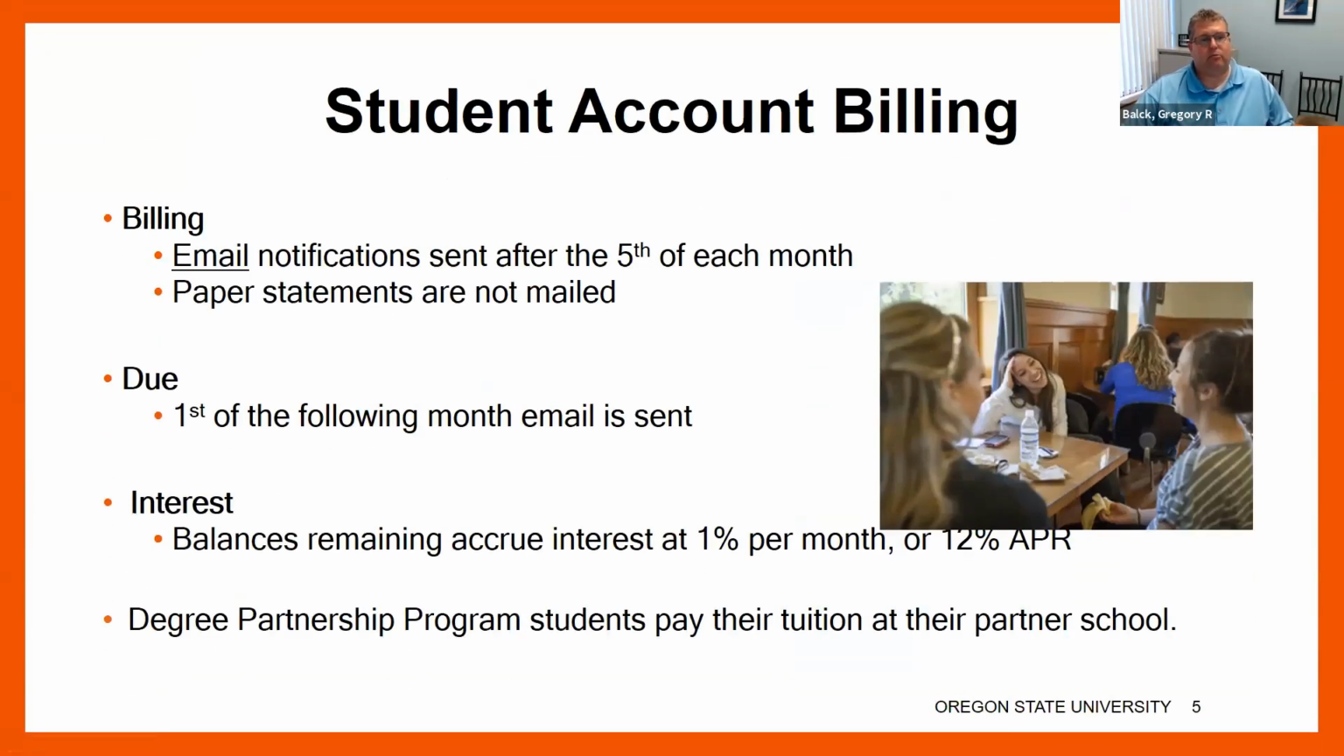The student account billing process is as follows. We will send a bill electronically to the student's own email after the 5th of each month. We will not mail paper statements at all. The bill is due by the 1st of the month following the month the email has been sent. If the balance isn't paid in full by the 1st of the following month, it is subject to an interest charge of up to 1% of the balance or 12% APR. Keep in mind, if you're part of the degree partnership program, you will pay your bill at your partner school separately from your balance at OSU.